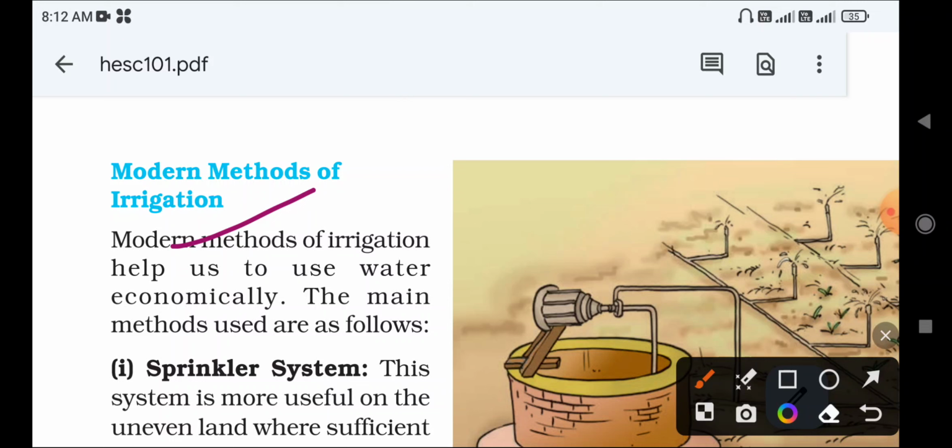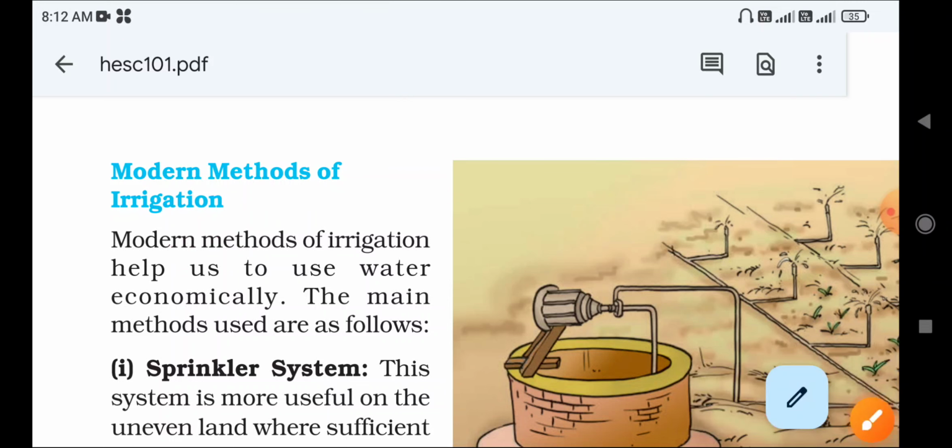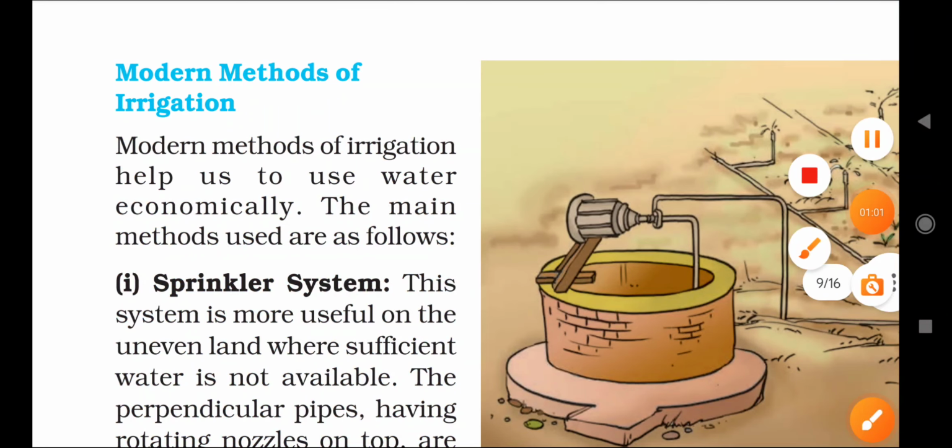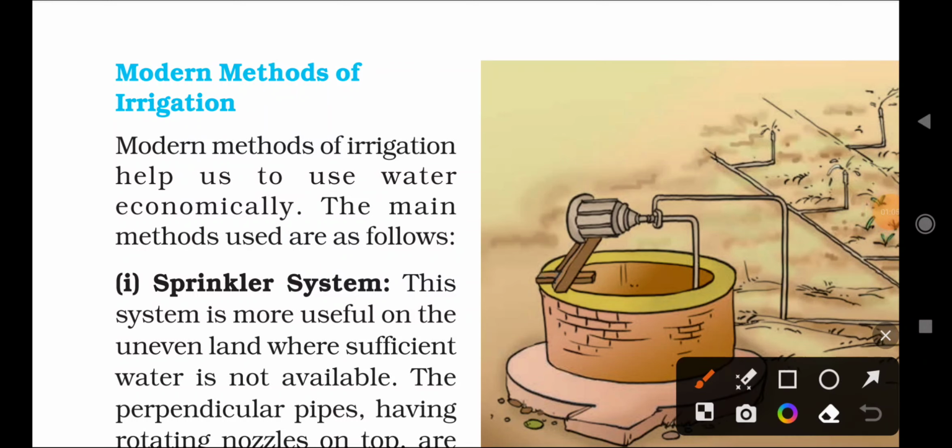Next, our topic is methods of modern-day irrigation. In the previous video we discussed traditional methods. Now we're discussing modern methods of irrigation, and what the uses and disadvantages of these are.